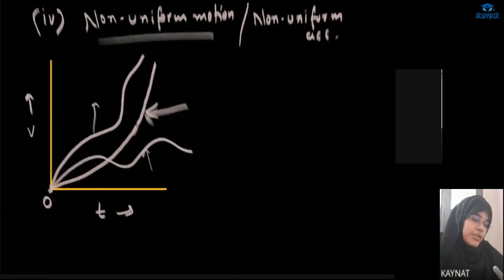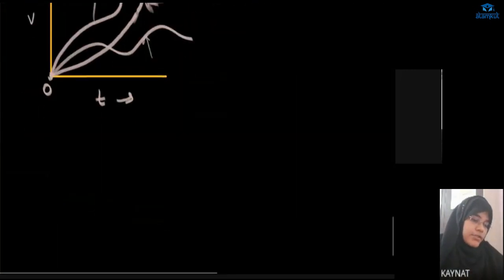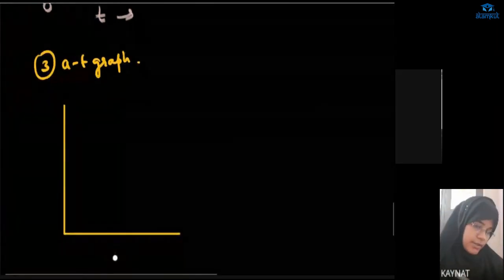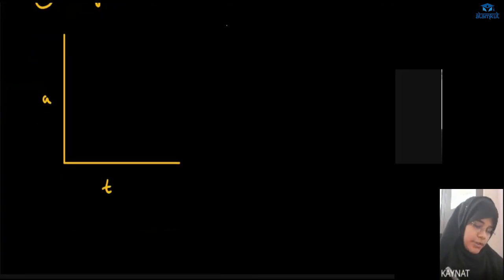Now let's look at acceleration a little. There will be two graphs of acceleration. The third one is the A-T graph. That would not be in your course, but still I'm telling you. Let's take A here and T here. So for the A-T graph, if it would be like this, can you see that?